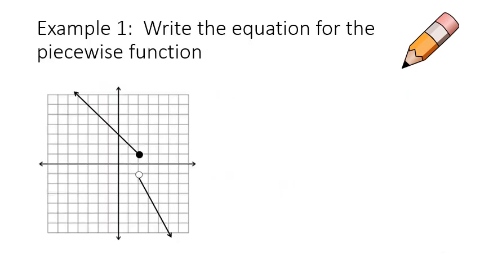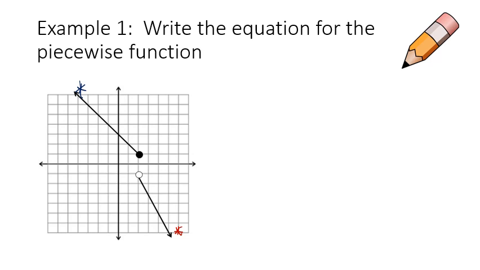So let's say, for example, we want to write the piecewise function given this graph. Notice we have two pieces. Okay, we have this, and I'll just call it the blue piece, and we have this red piece. Both of these are linear functions, so we're going to practice using that linear translated form in order to write each piece of the graph.